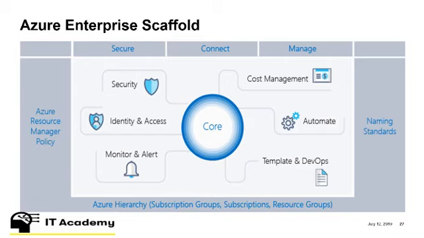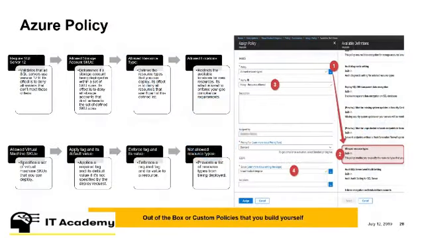So let's drill down into each of these components and the key components of the Azure Enterprise Scaffold. Right at the heart of Azure governance is Azure Policy. At the time of writing in July 2019, Azure Policy is still a relatively new feature that's only really been around for about 12 months, but it's been incredibly popular. Why? Because it allows us to implement policies that control what our administrators can do in Azure.